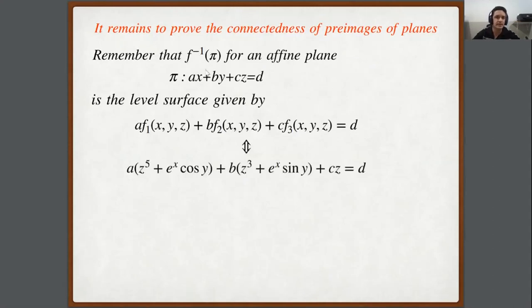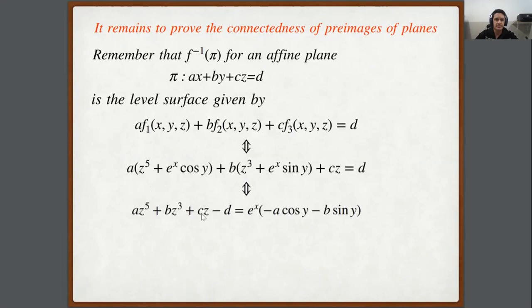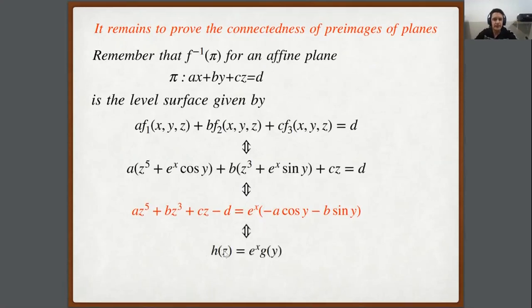Well, let's substitute here the components of our map and separate on the left side the parts that depend on z. It's a polynomial in z, and here we have the exponential times a linear combination of cosine and sine of y. And remember that this equality characterizes the preimage of our hyperplane, or plane in this case, okay? And we need to see that this equality gives us a connected surface in R3. Okay. To do this, I call this polynomial h(z) and this function here g. Okay.